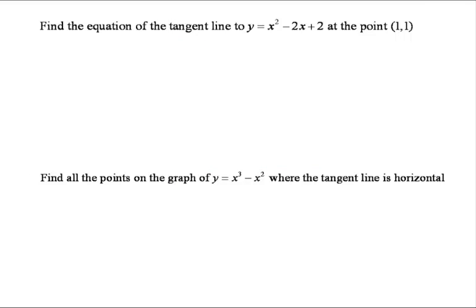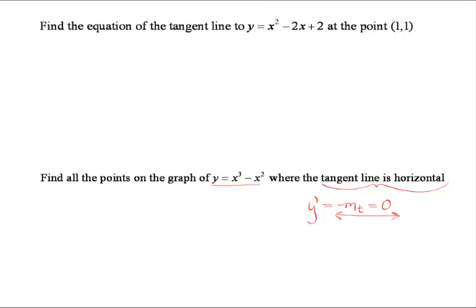Find all points on the graph of y where the tangent line is horizontal. The tangent line is horizontal. If I have a tangent line that is horizontal, the slope of that tangent line will equal 0. The slope of the tangent line is my derivative.